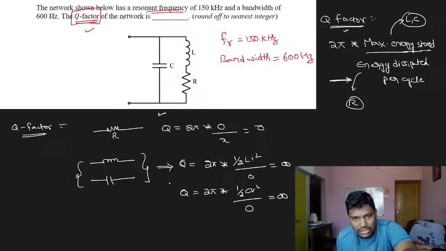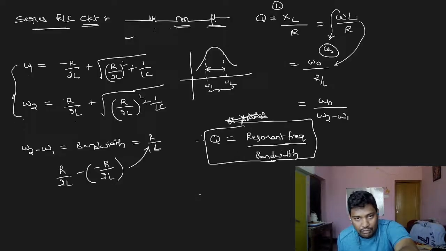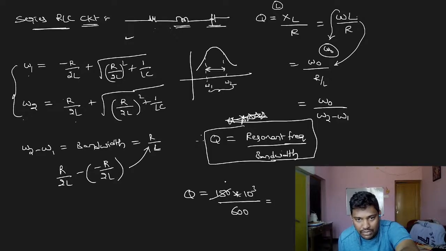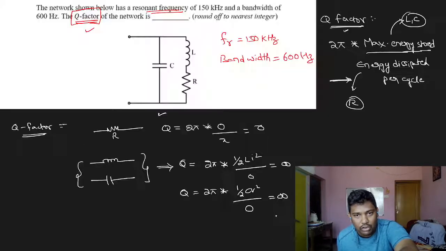Now, coming to the question, they gave the resonant frequency as 150 kilohertz, so 150 into 10 cube, divided by the bandwidth of 600 hertz. If we simplify, 150 ones are 150, fours are 600, so it is 1000 by 4. It will be 250.